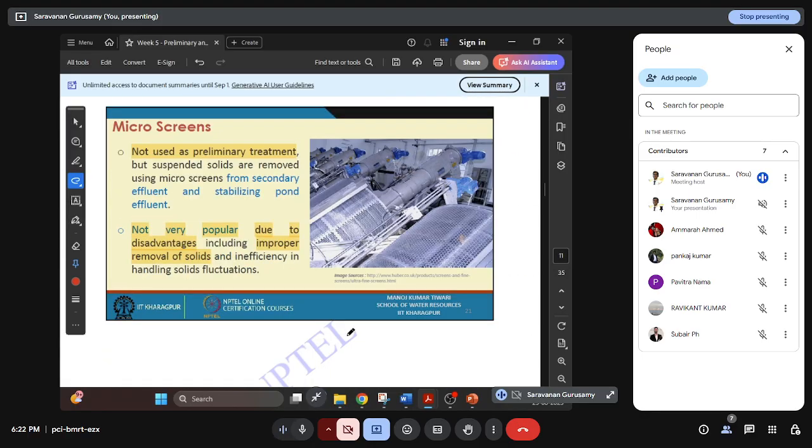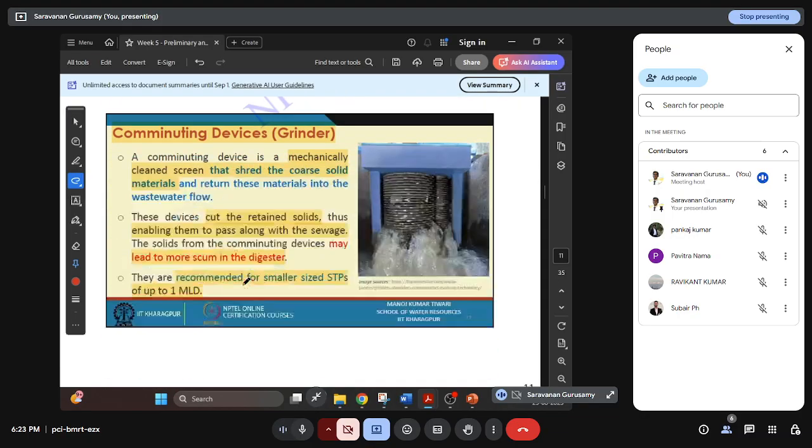Okay. Then micro screens, which are mostly for industrial purposes. For secondary effluent treatment, or after stabilization pond treatment, you can use micro screens. They are not very popular for municipal wastewater treatment due to their disadvantages, including improper removal of solids.